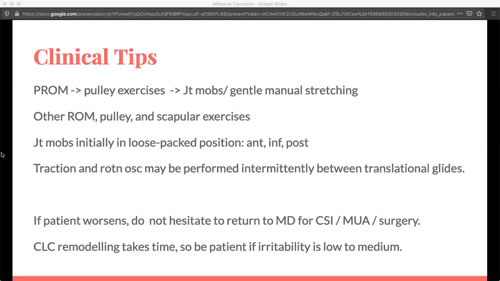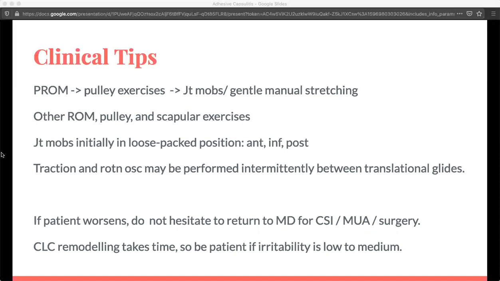Joint mobilizations initially in the loose pack position. You can do anterior, inferior, posterior glides. Like we said, posterior glides work better for external rotation range. So if your goal is to increase ER, posterior glides are the way to go. And ideally it's posterolateral glides. So again, not posterior, posterolateral.